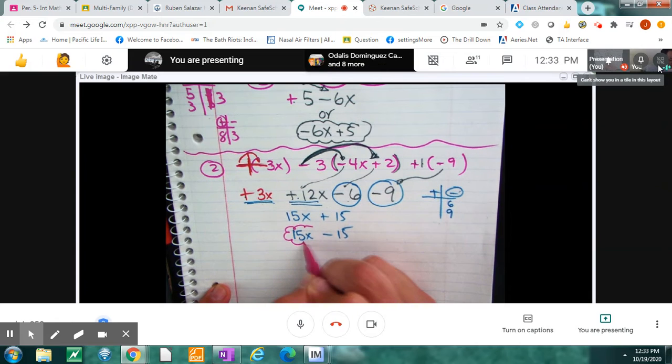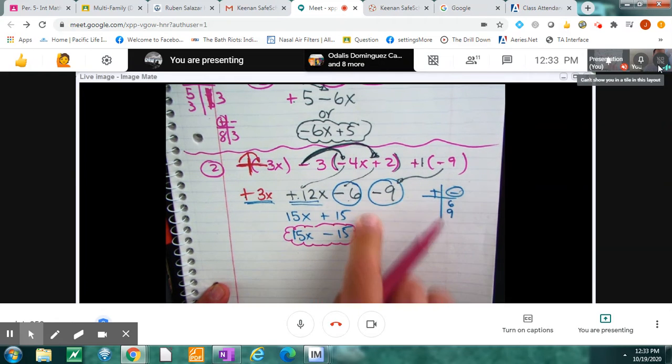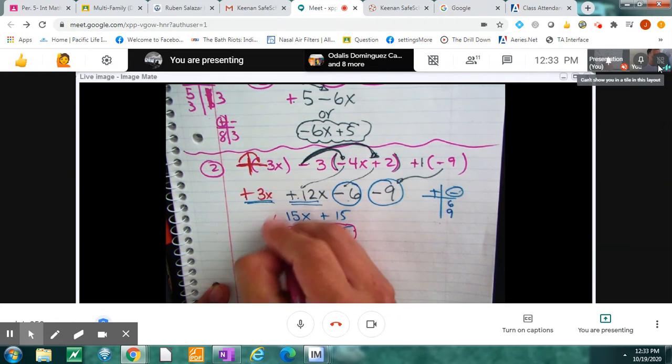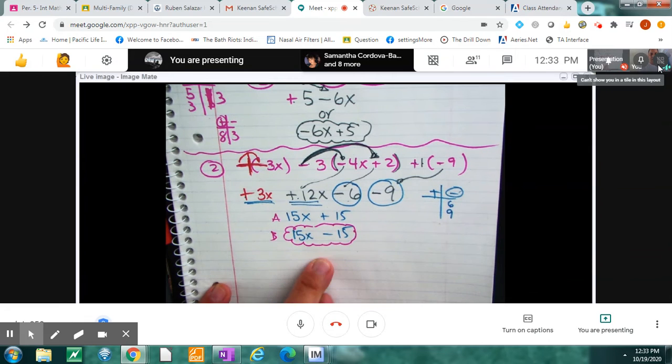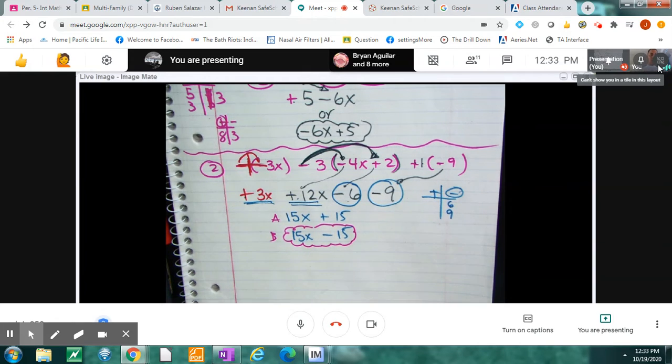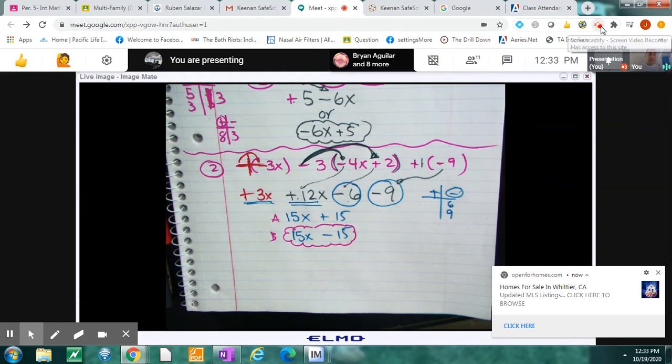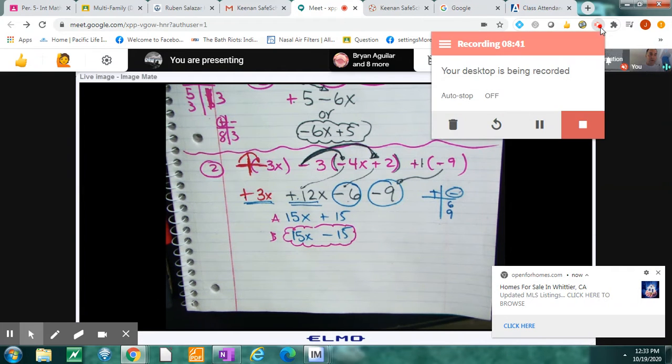So there's your answer. In a quiz, I'm going to give you both answers, A and B. And some other ones, you're like, oh, man, he tricked us. Don't trick us. But yeah, I have to because some of the state tests are like that. All right. So there you go with number 2. So I'm going to pause it real quick.